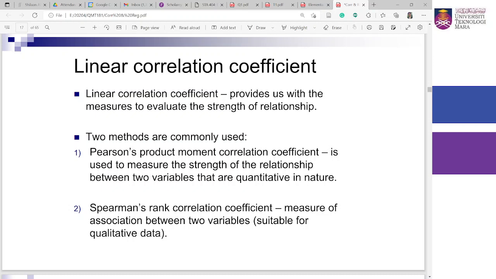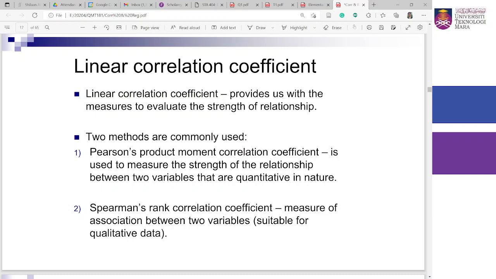There are two methods commonly used for the linear correlation coefficient between two variables. One is called the Pearson product moment correlation coefficient, or simply PPMCC. It is used to measure the strength of the relationship between two variables that are quantitative in nature. So the Pearson product moment correlation coefficient is only used for numerical values. Maksudnya yang numerical values dalam bentuk kuantitatif saja.